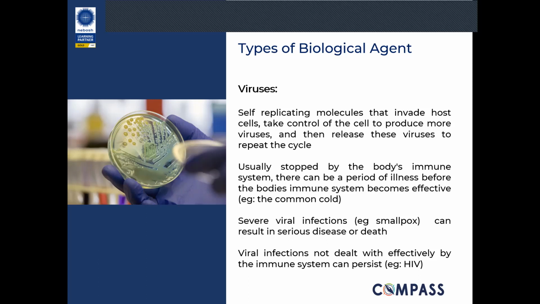Severe viral infections, a classic example being smallpox, can cause death. We hope that it doesn't affect us nowadays, but it's still around the world, and there are still examples of it taking place. Then there are viral infections not dealt with effectively by the immune system because the immune system itself has broken down. A classic example of that is HIV.